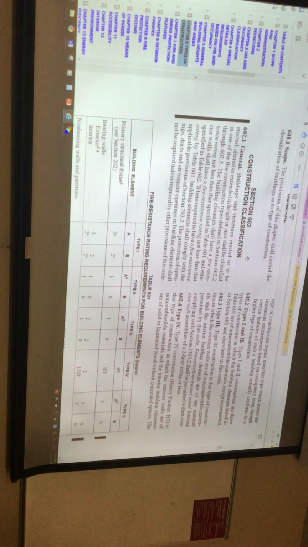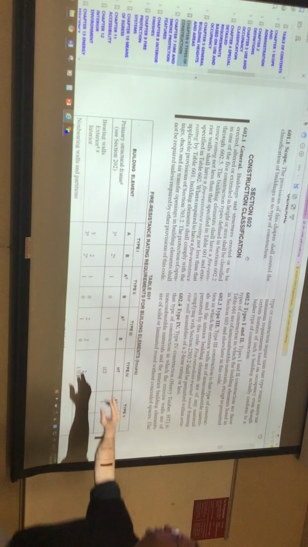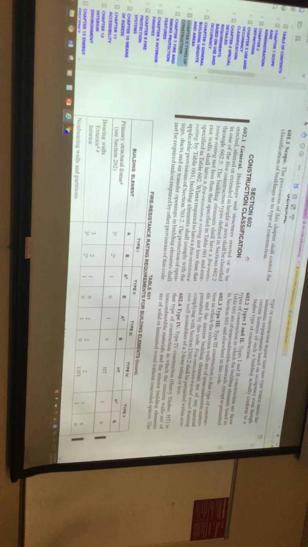Fire resistant means that it resists the spread of fire for a certain amount of time. It resists it as long as it can. So when we're talking fire resistance, we're talking the ratings down here as far as those are concerned. Type 4 construction is the heavy timber. Remember, it has to meet certain sizes.